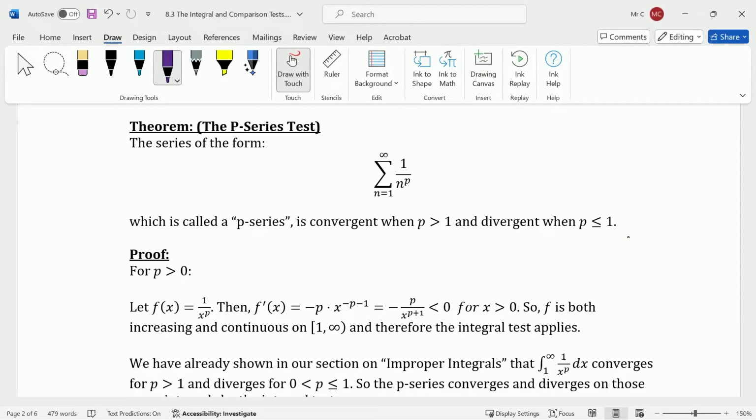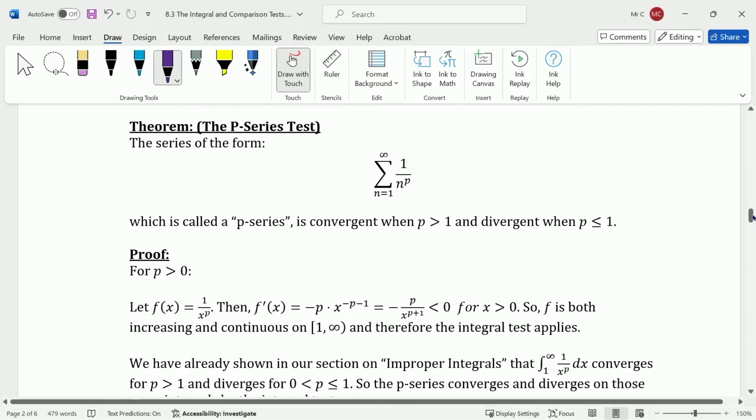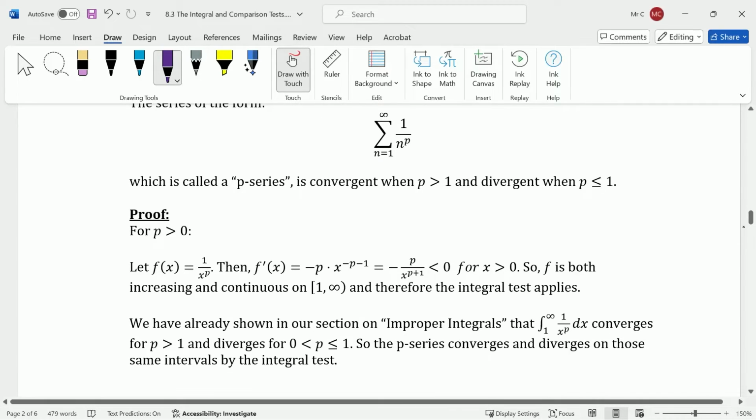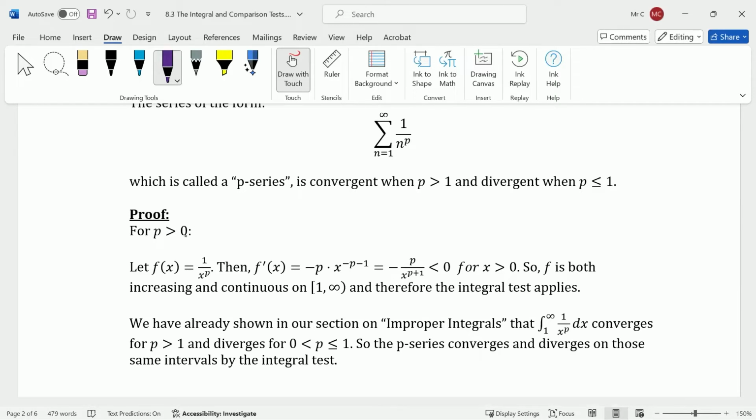Okay, so let's go ahead and prove this. Now, believe it or not, we've actually done the hard part of this proof previously. So for p being greater than 0, we get f of x is 1 over x to the p. Now this is obviously positive when x is positive.